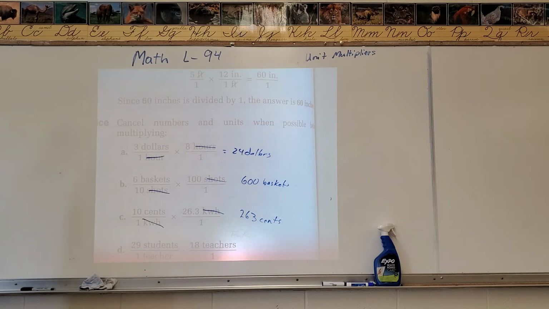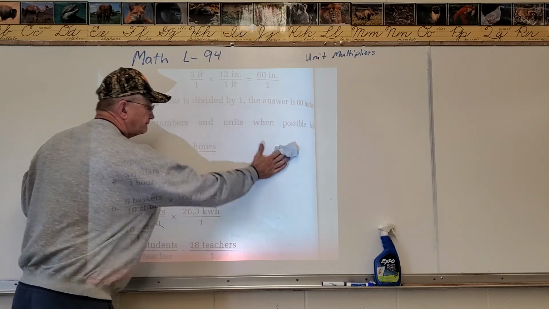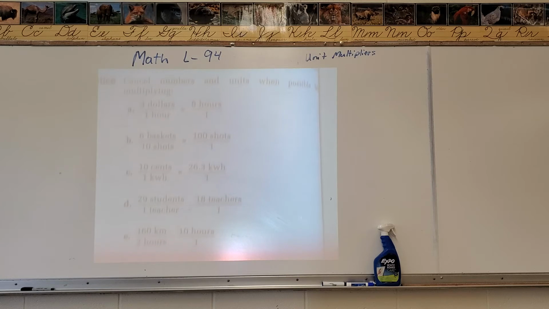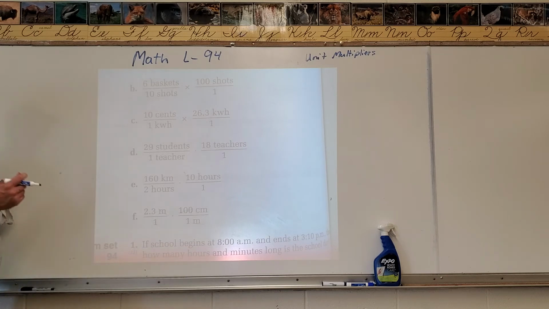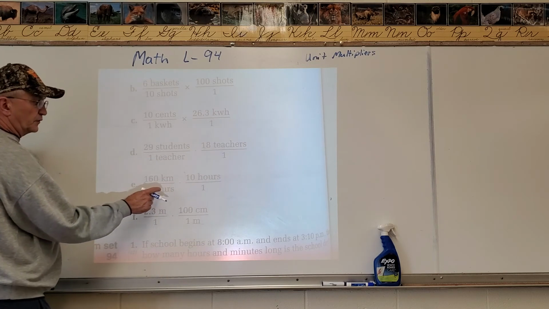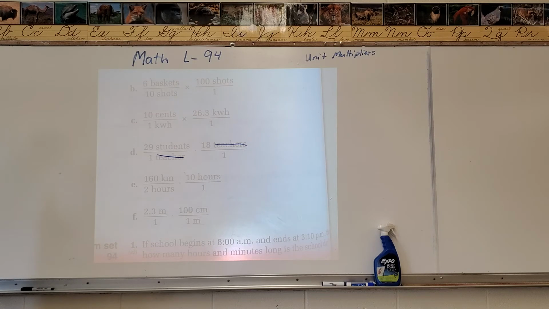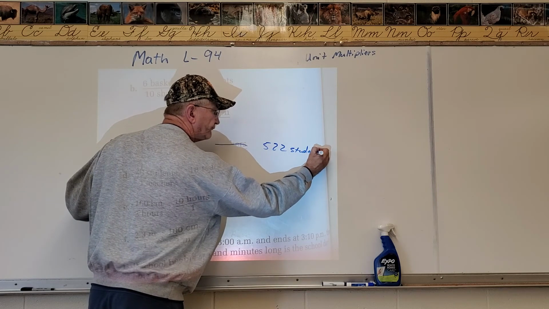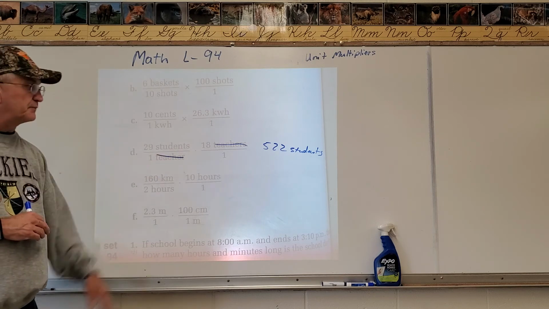Okay. D. You have the, and let me slide it up. D, 29 students, 18 over to 1 per teacher. We have 18 teachers. What we got to do? We got to cross out teachers because we're trying to find out how many total students. And so we take a look, 29 times 18, which is 522 students. And again, I'm hoping you get the pattern of that. So anyway, E and F you can go ahead and do on your own. Now you see the pattern that they're setting up with every one of them.